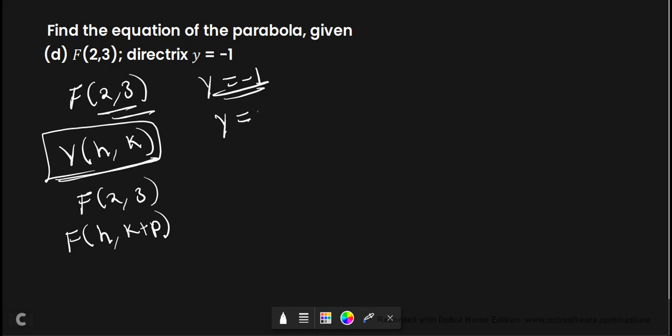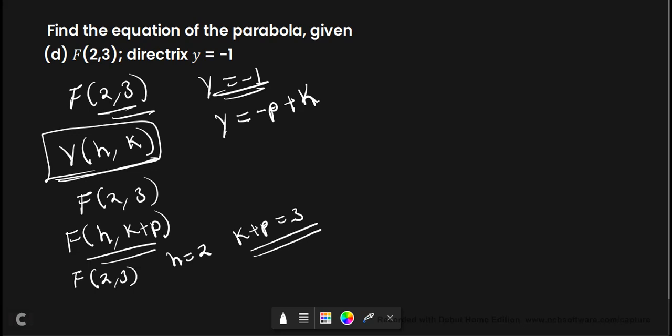It will be negative p plus what? Plus k, like that, right? So what you do, let's equate. This is the focus, so that is 2, 3. Your h is 2. Then your k plus p is 3, like that.